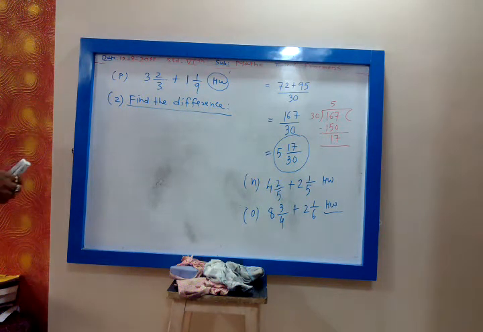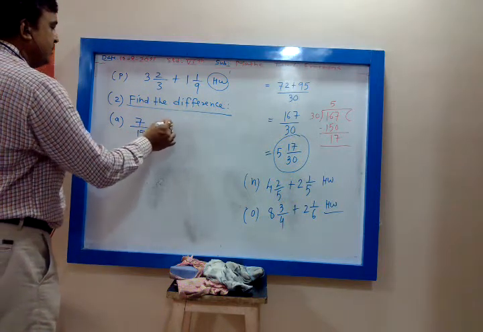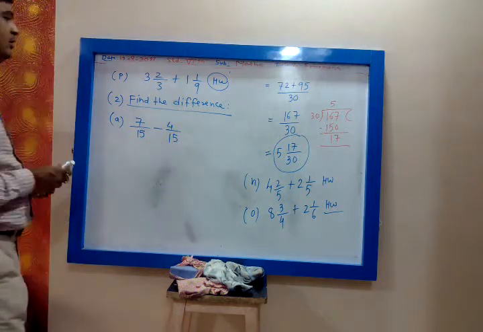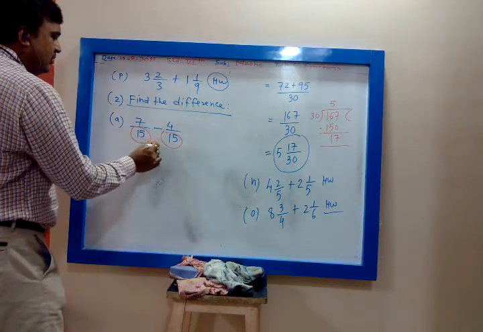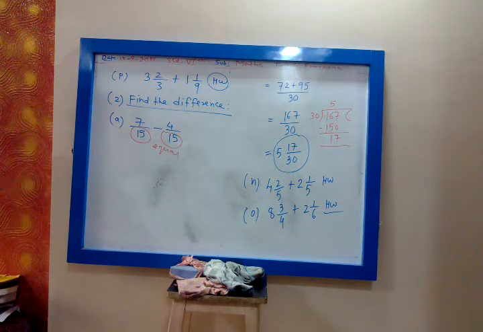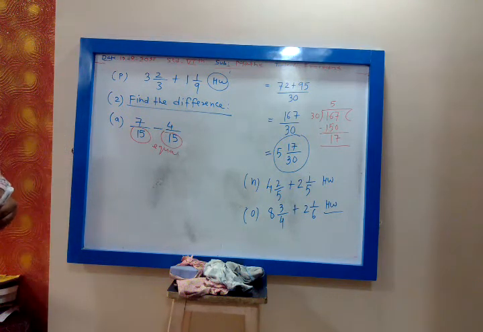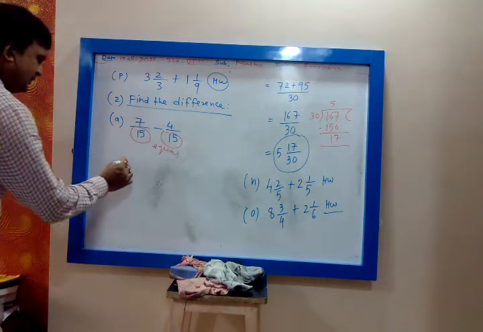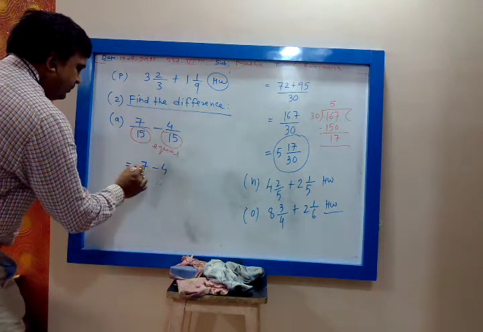So A is 7 by 15 minus 4 by 15. Now first you check whether denominators are equal or not. Yes. 15, 15. They are equal. So when denominators are equal, what will you do? Unmute and tell me the answer. So this is 7 minus 4 upon 15.